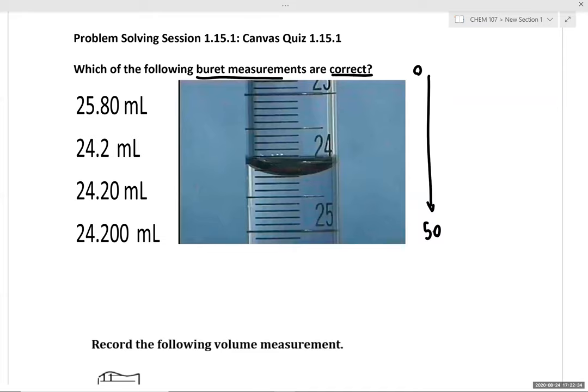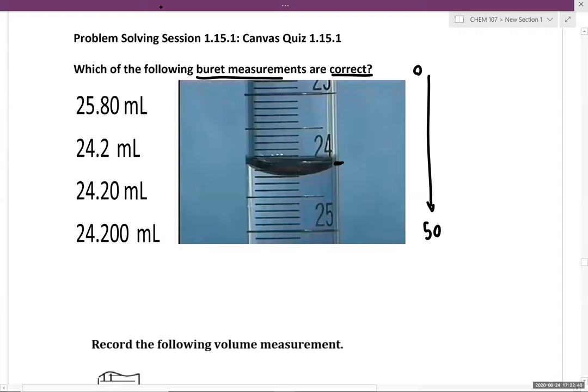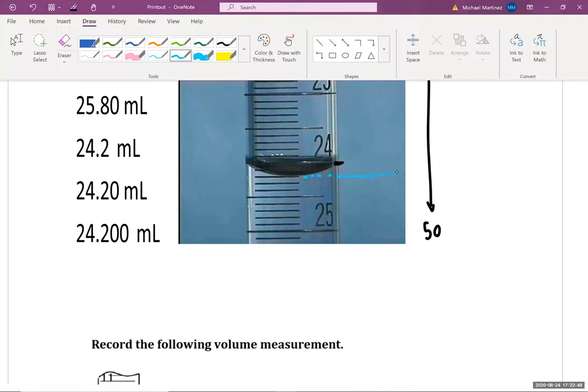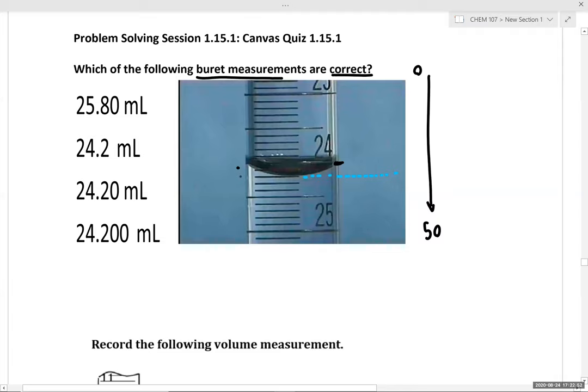So let's discuss this example. Our 24 mark is right here. The bottom of our meniscus, I'm going to mark in light blue. We always measure our volumes from the bottom of the meniscus. Looking at our tick marks, we're past the first and almost right on the second tick mark. We know that going from 24 to 25, so 1 milliliter, is equal to 10 ticks. So one tick is equal to 1/10 of a milliliter, which is 0.1 milliliters. We're at the second tick, so this corresponds to 24.2.